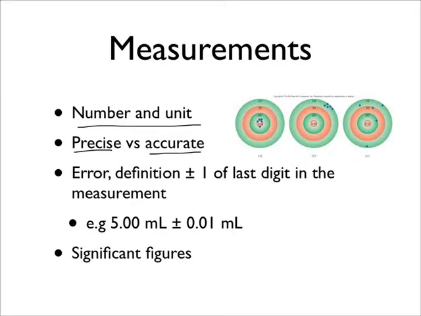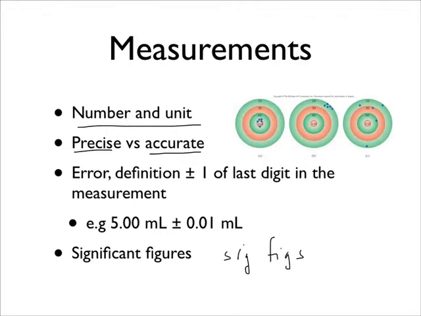So, for example, if I measured the volume of water 5.00 milliliters, so I measured to the 100th of a milliliter, the uncertainty in that measurement is plus or minus 0.01 milliliters, one of the last digit in the measurement. So we can actually mathematically show how good our measurements are and how precise our measurements are through the use of what are called significant figures, or as everybody affectionately calls them, sig figs.